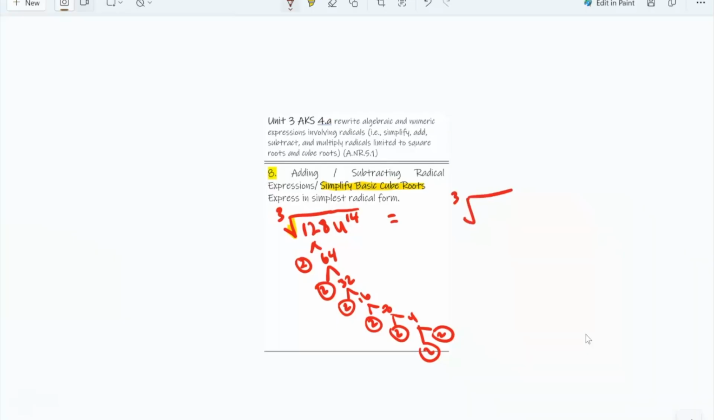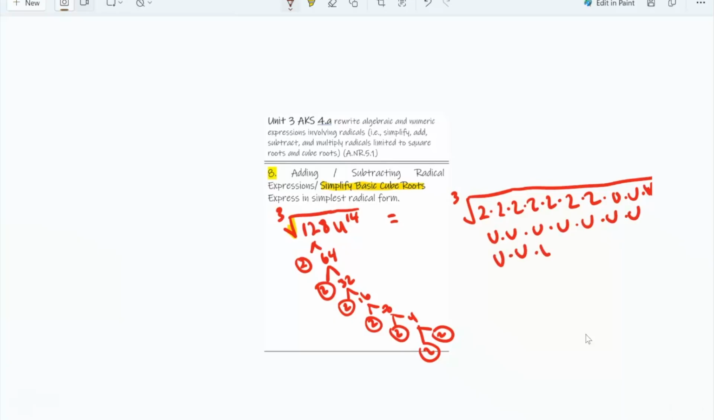So I have 7 twos. Leave a little space. 3 cards make a book, and I need 7: 1, 2, 3, 4, 5, 6, 7. And then I need 14 u's: 1, 2, 3, 4, 5, 6, 7, 8, 9, 10, 11, 12, 13, 14. All right, so now we're going to make what? How many cards make one book? 3 cards. How do I know that? By the index. This tells me how many cards make one book. So let's start making them.